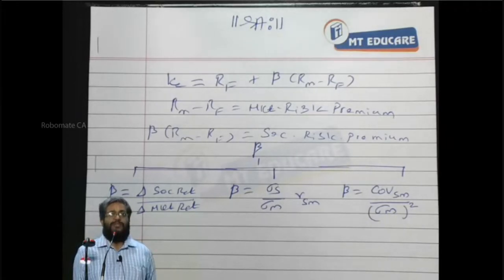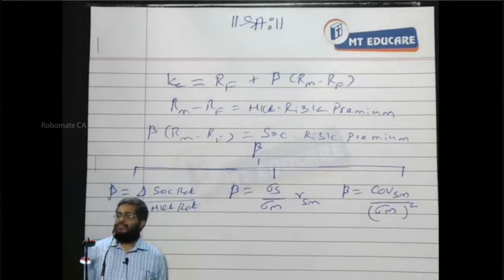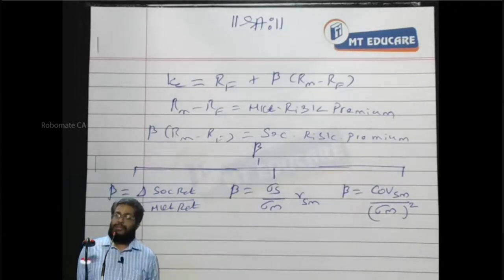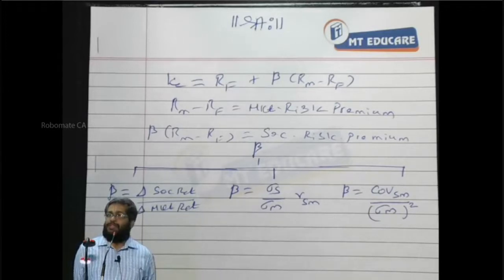Aggressive stocks, put a down mark and write beta greater than 1. Equilibrium stocks, beta is equal to 1. Defensive stock, beta less than 1. Can I proceed or not?